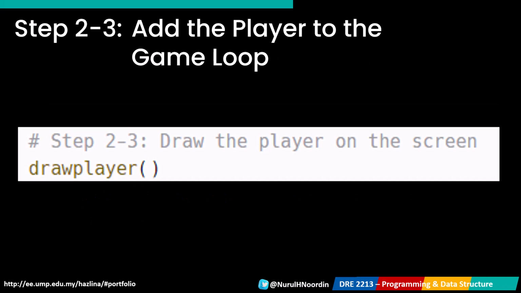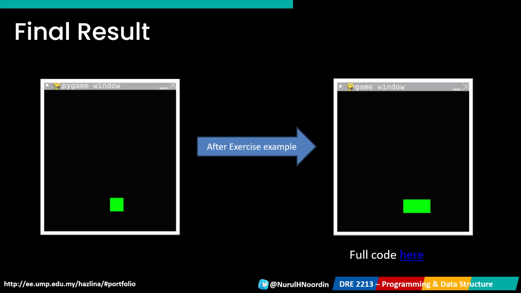We call the function in the game loop. Add the following code after step 1.6. So, this is a player in your game window. Now, customize the player to become a rectangle.